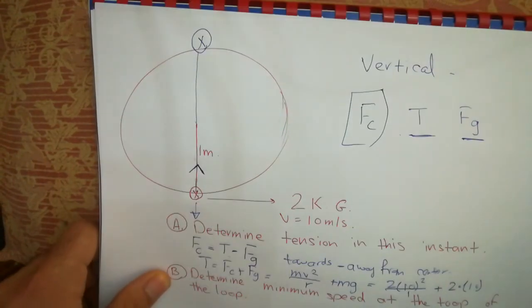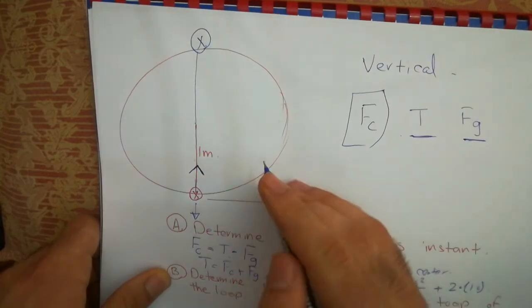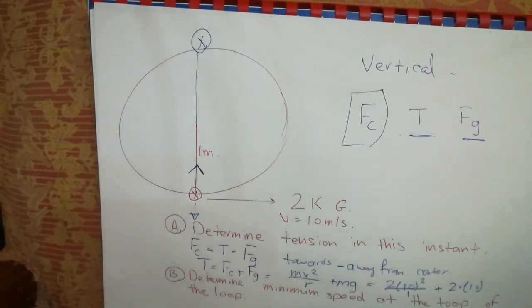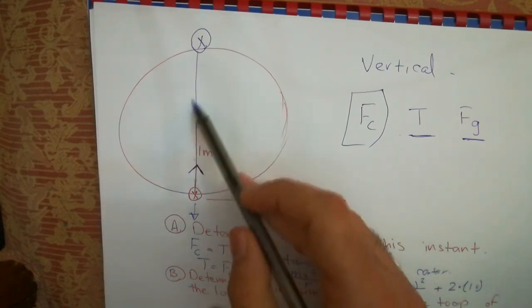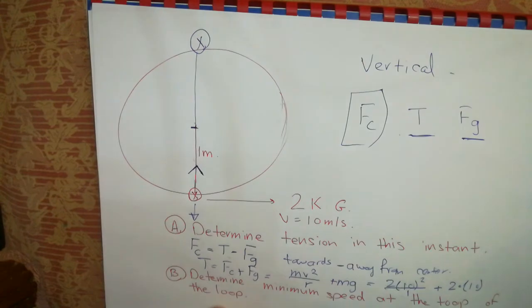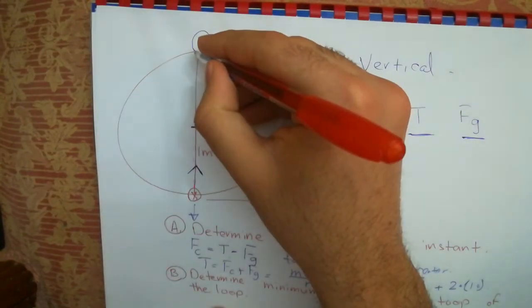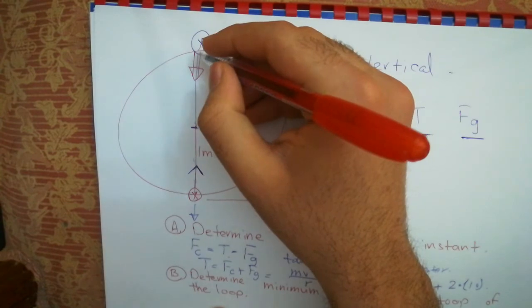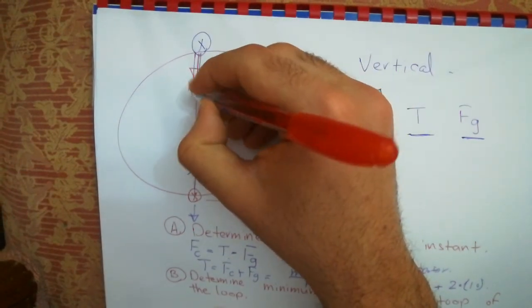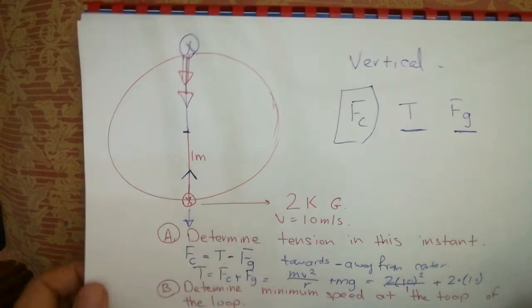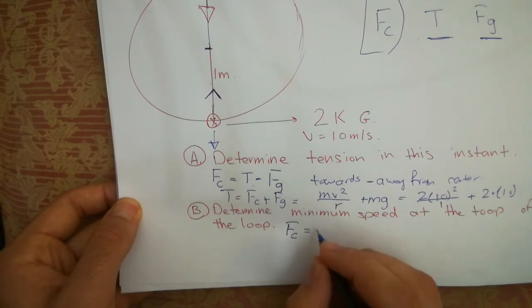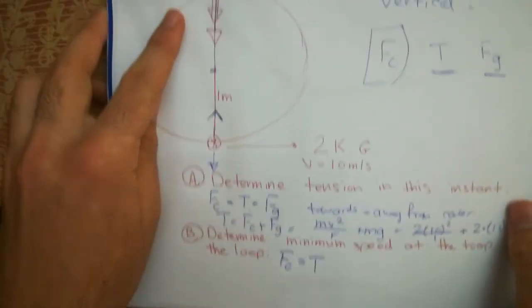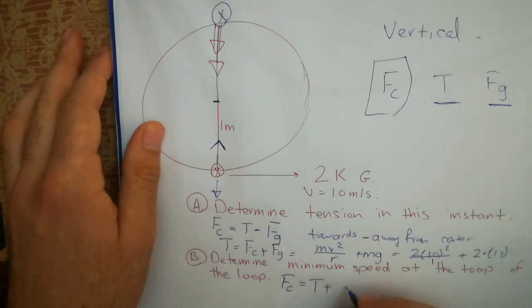Well, let's establish something. The tension is equal to 0. Okay, there's no tension here. As long as we have a minimum speed, there will be no tension at all acting on the rope. The force of gravity will act in this direction, and the tension, which is 0, is pointing in this direction as well. So the centripetal force equals tension plus the force of gravity.